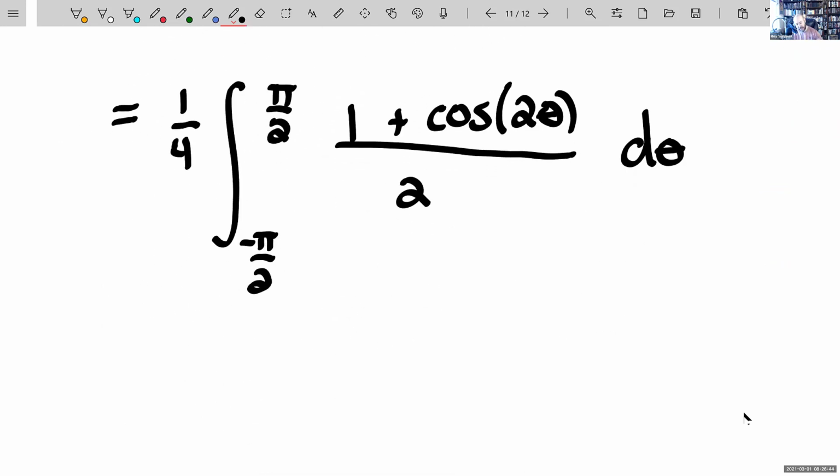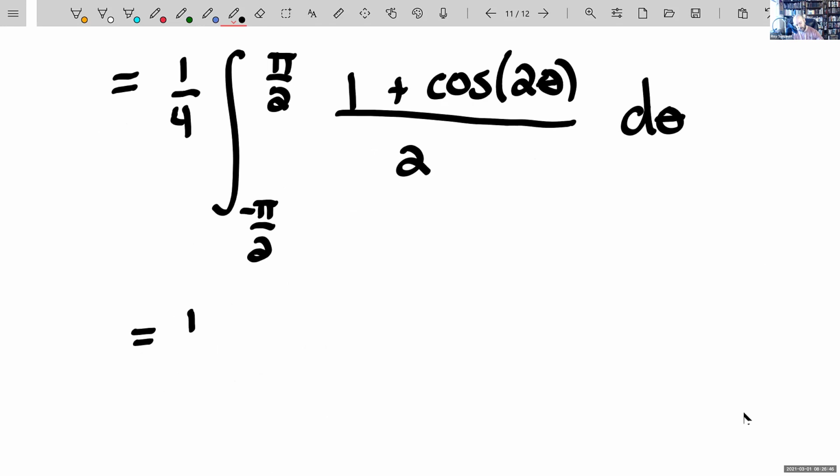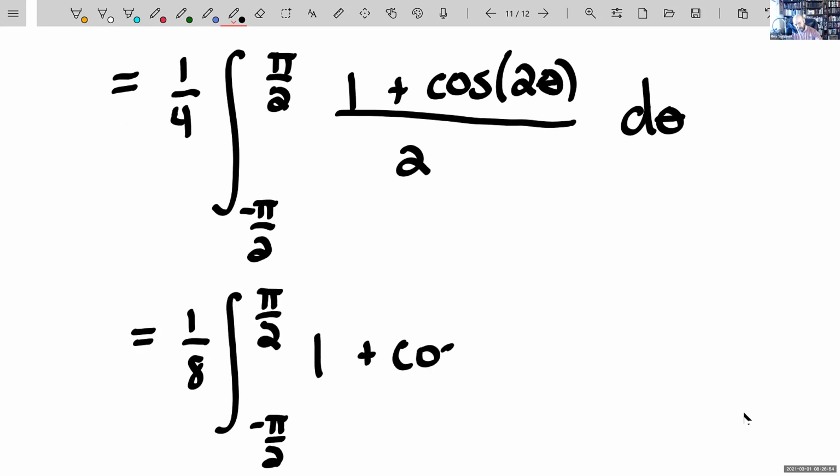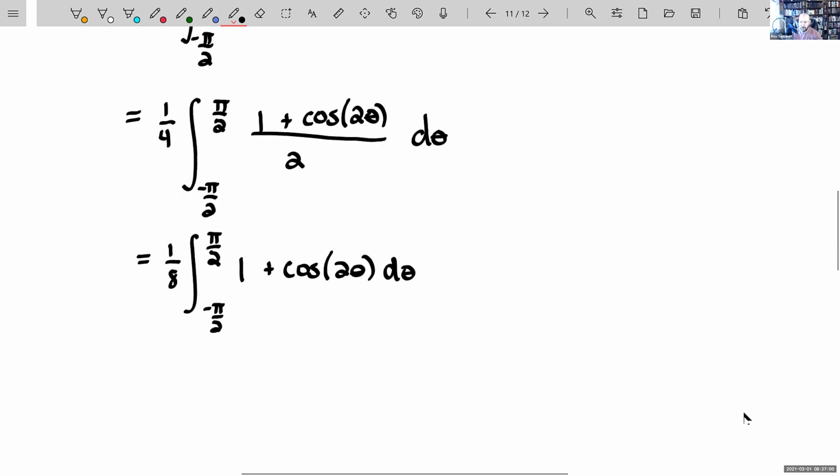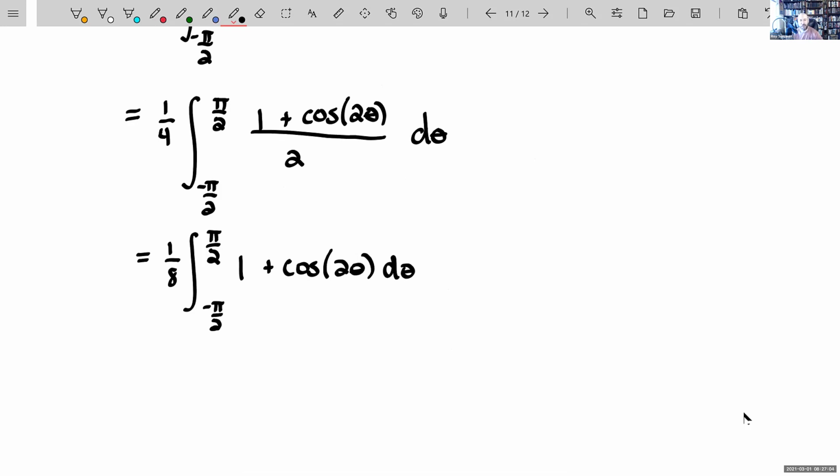So I'll pull out that half from the denominator. So I get a 1/8 integral from negative pi over 2 to positive pi over 2 of 1 plus the cosine of the double angle. Those power reduction formulas end up coming into play quite a bit. All right, let's talk geometry.